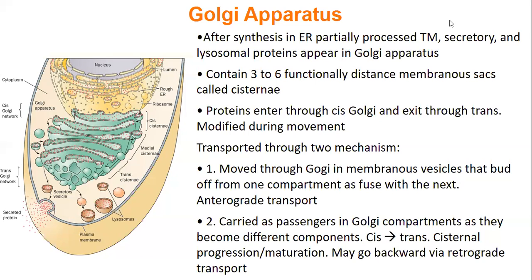And just to briefly talk about the Golgi apparatus, we have 3 to 6 different membrane sacs called cisternae. There are different ways we can move, but the way that proteins enter, so here's the ER, this yellow stuff is our ER. Right next to the ER is our cis, and where we leave, that's the trans cisternae. So we have cis, medial, and trans cisternae.